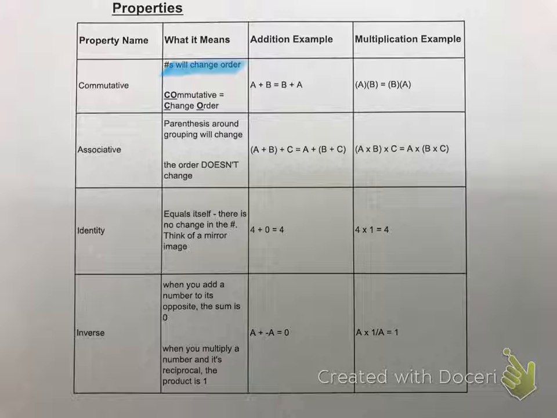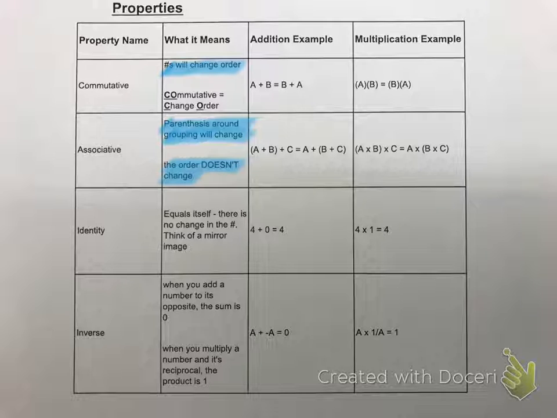For the associative property, the parentheses around the grouping of numbers will change. However, the order doesn't change. So if the order of the numbers changes and you have all addition or all multiplication, then it's the commutative property. If the order does not change and all we did was change the grouping symbols like the parentheses, well, then that's the associative property.